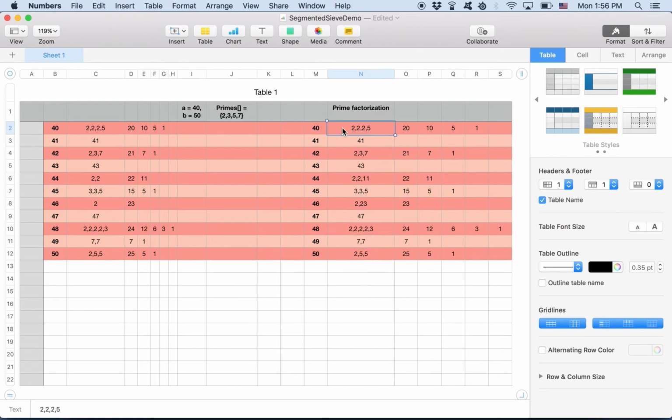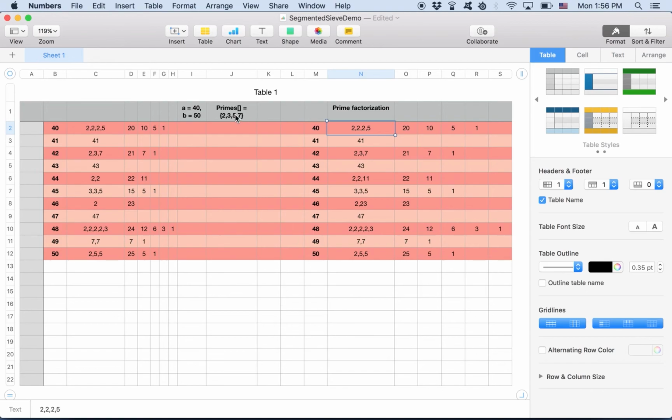Okay, this is how segmented sieve works. It means segmented because we are working on a segment of numbers, right, from a range. You can call it range sieve or whatever. And we don't care about the numbers before or the numbers after. We only care about the numbers in this range.